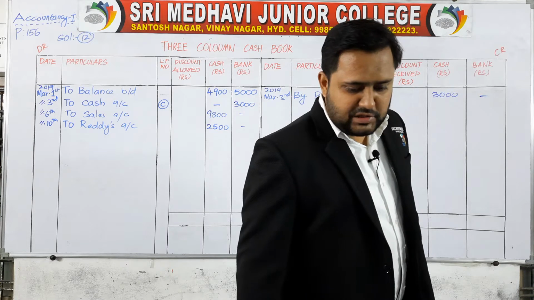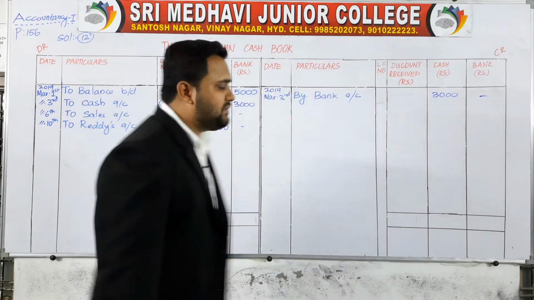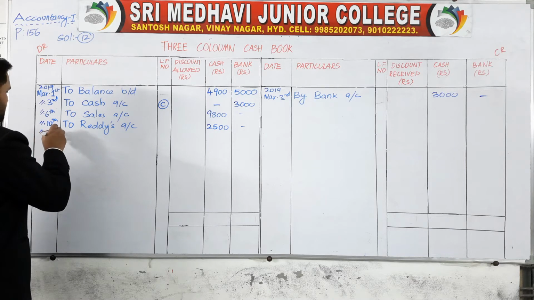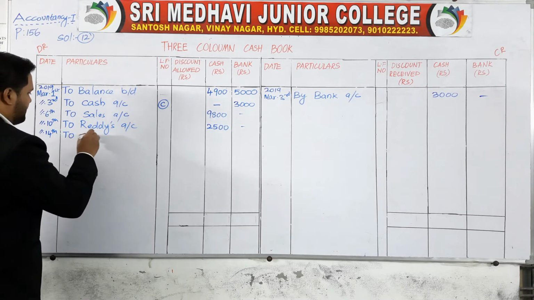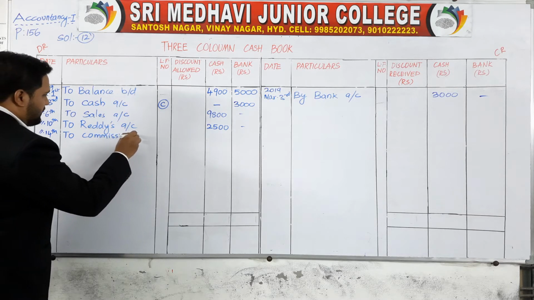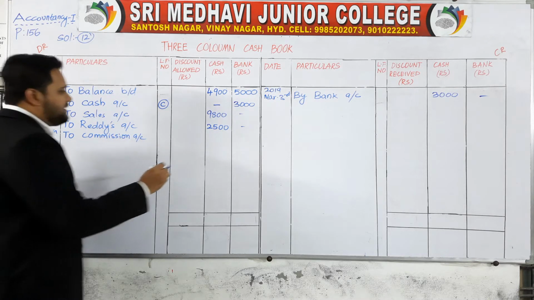On date 14th, commission received 500 rupees. You are receiving the cash in the name of commission. Date 14th, to commission account 500 rupees.